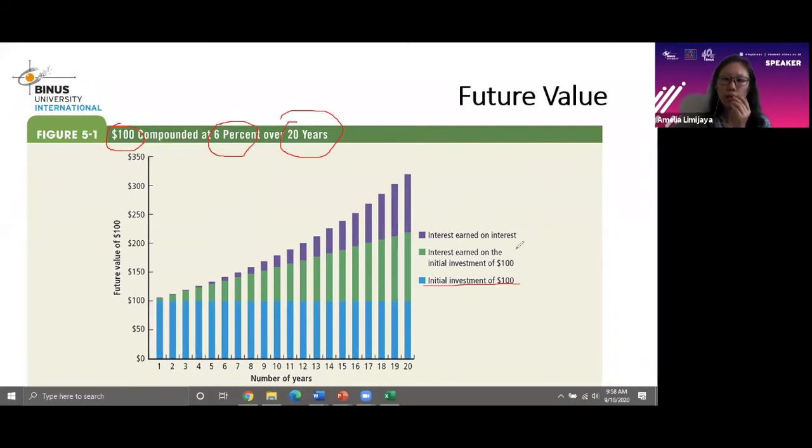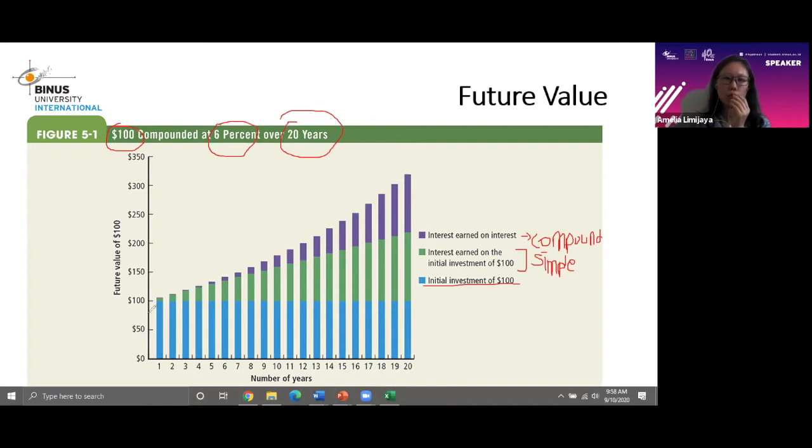The green one here is actually showing us the effect of simple interest. Interest earned on principal only. And then the purple one, interest on interest, as I said before, bunga berbunga. This is the additional money that you get because of the compound interest. Interest earned on your interest. Bunga majemuk. So you see here the growth of your money.